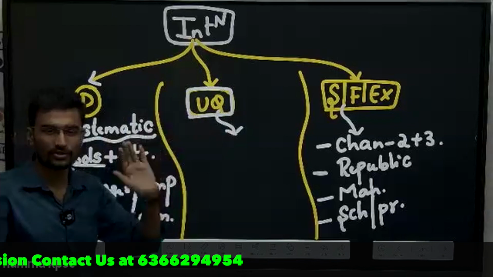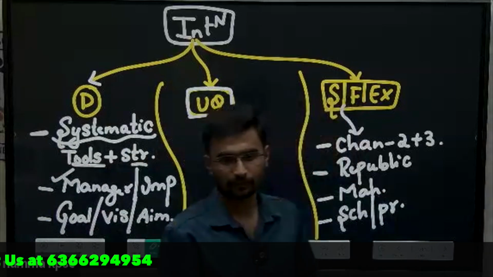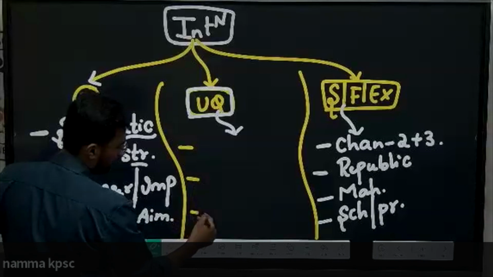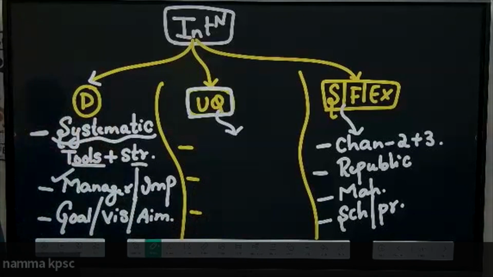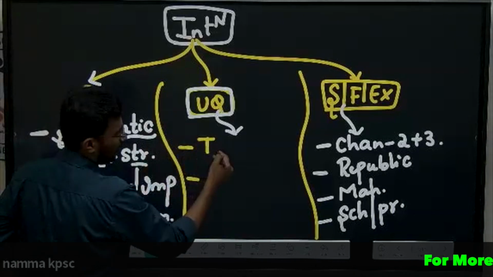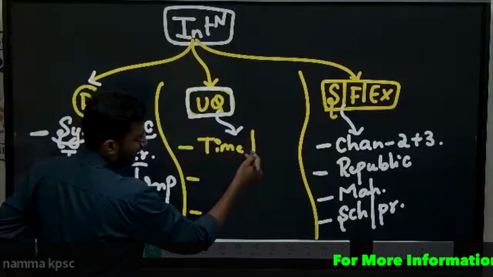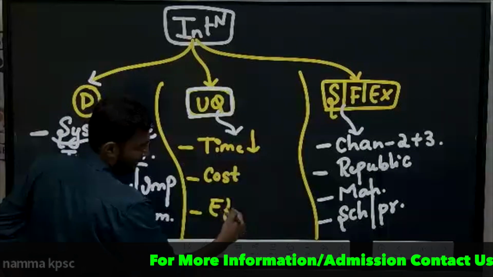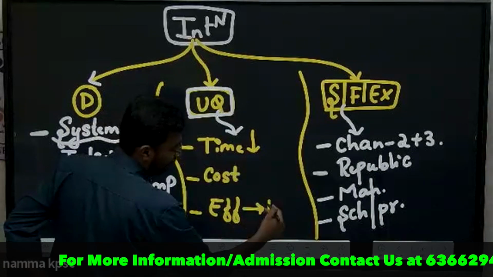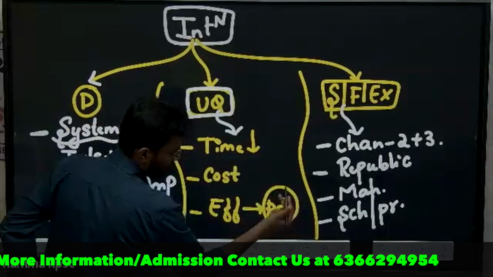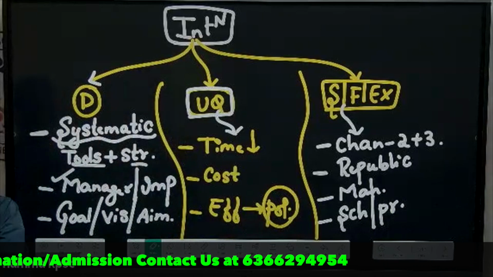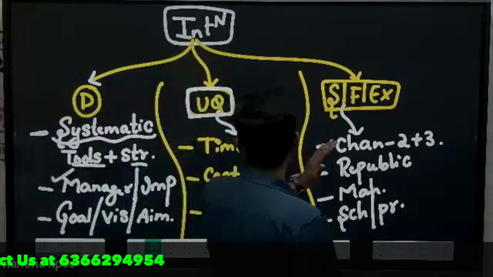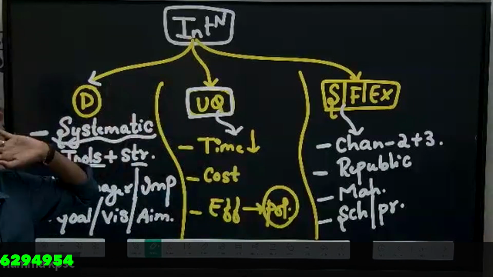Now, what will be the uniqueness about this? First, the uniqueness about these management tools. Majorly, these management tools are being implemented to reduce what? To reduce the time, to reduce the cost, as well as to enhance the effectiveness of policy making, to enhance the policy making of the public policies. This is our major introduction part.